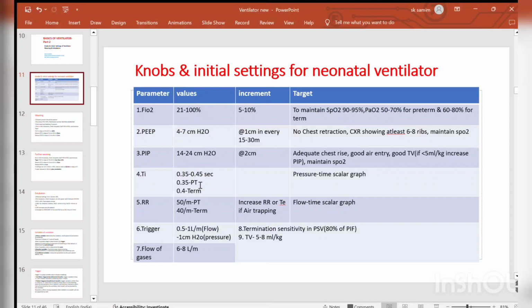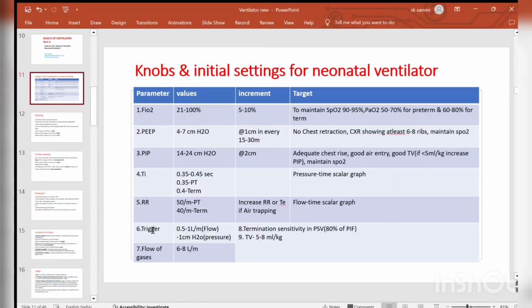In preterm, it is usually set at 0.35 second, and in term, it is set at 0.4 second, and it is monitored in the pressure time scalar graph. Then respiratory rate. Respiratory rate is usually set at 50 per minute for preterm and 40 per minute for term. The respiratory rate is decreased or expiratory time is increased if there is air trapping. And respiratory rate is regulated by watching the flow time scalar graph.